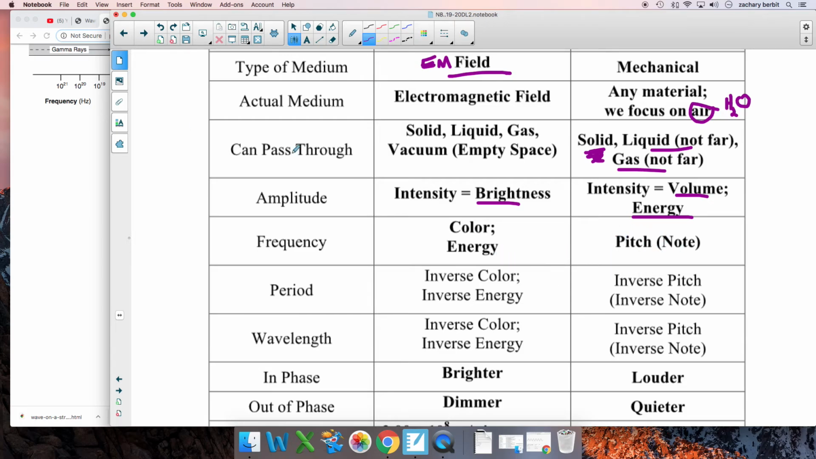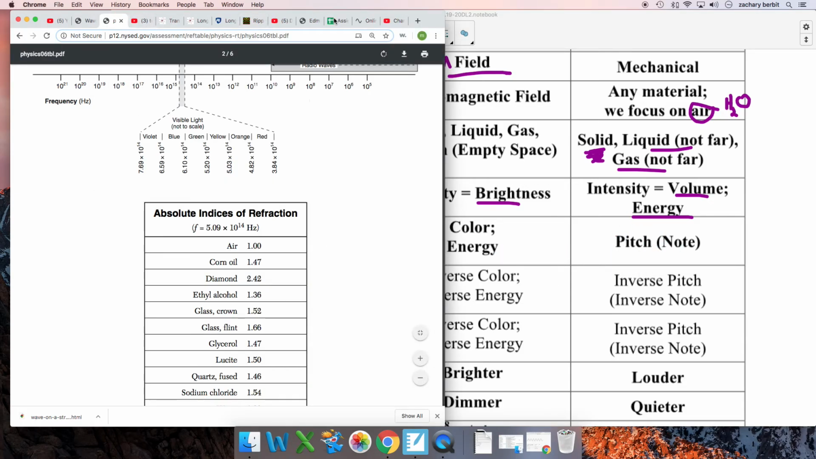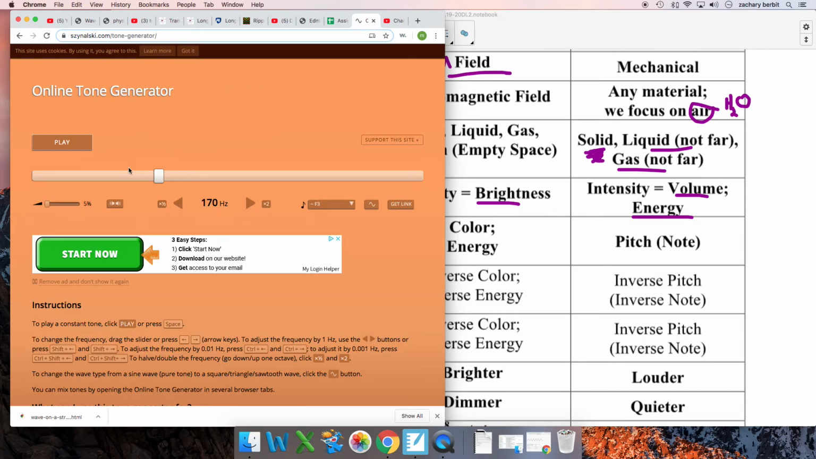Frequency for sound gives you the note. And we messed around with that song. Oh, here it was.